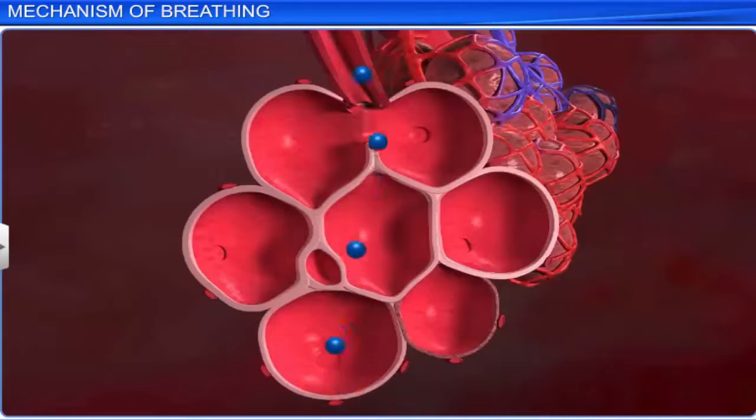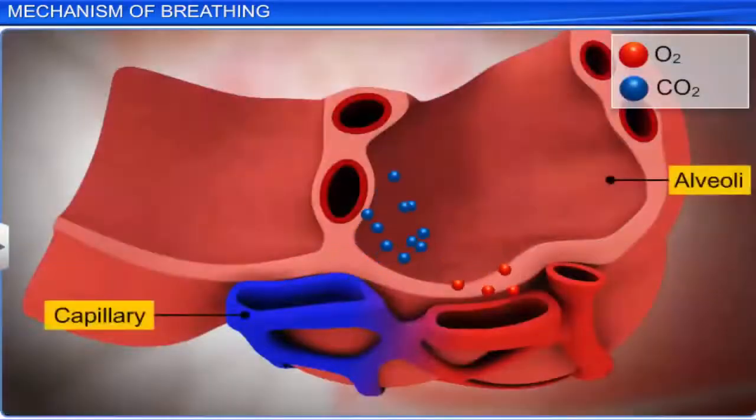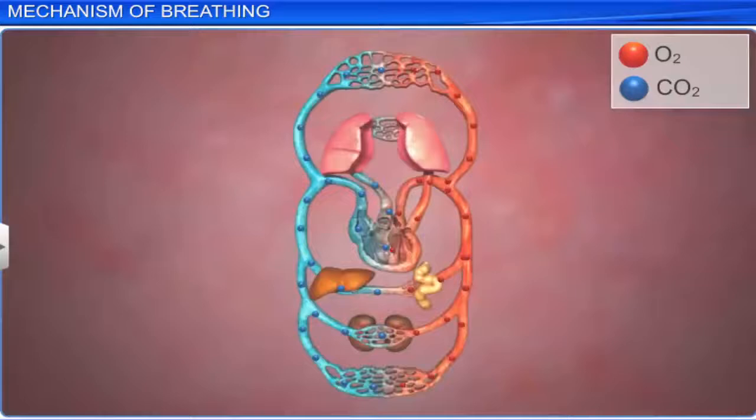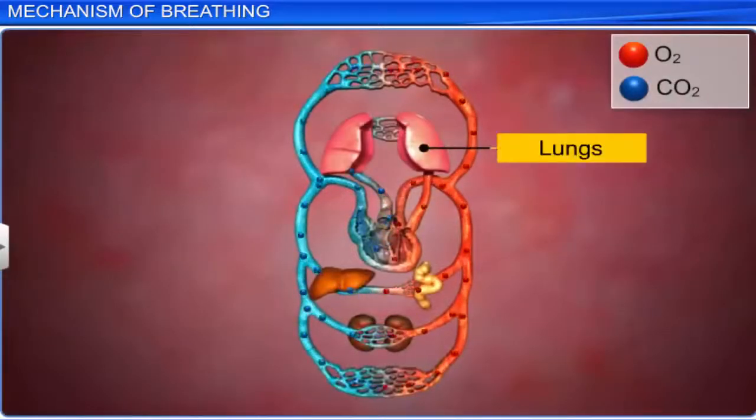Alveoli are the primary sites of exchange of gases. The thickness of its membrane is less than a millimeter. Carbon dioxide is 20 to 25 times more soluble than oxygen. Hence, the amount of carbon dioxide that can diffuse through the diffusion membrane is much higher compared to that of oxygen. The diffused gases are carried by the blood from the lungs to different organs of the body.